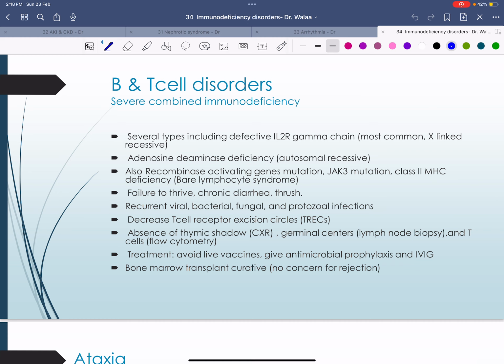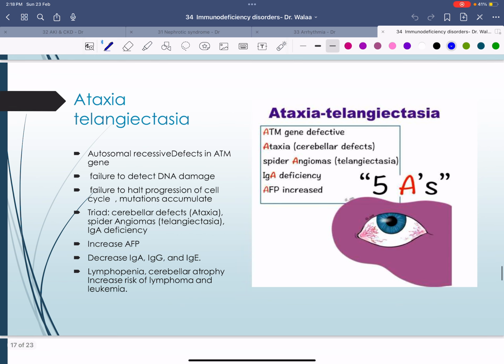They will have progressive neurodegeneration. Okay? If you do an immune workup, you will find a significant decrease in IgA. IgE can also be affected, but the main immunoglobulin to be affected is the IgA. They're at risk to develop malignancies like leukemias as well. Okay, hyper IgM syndrome.